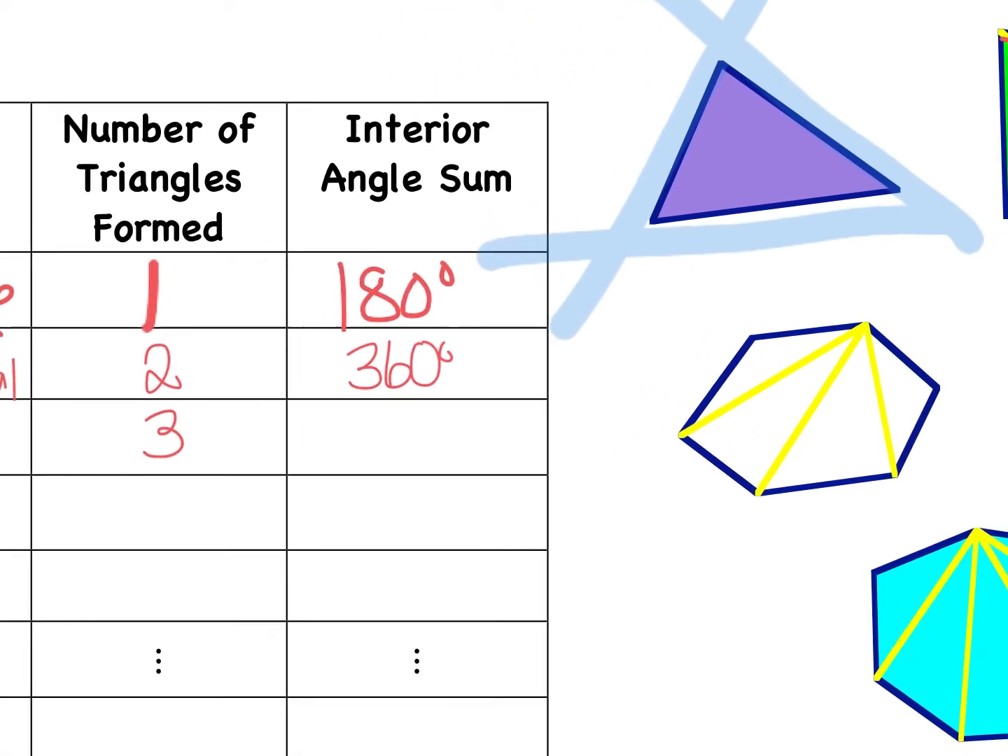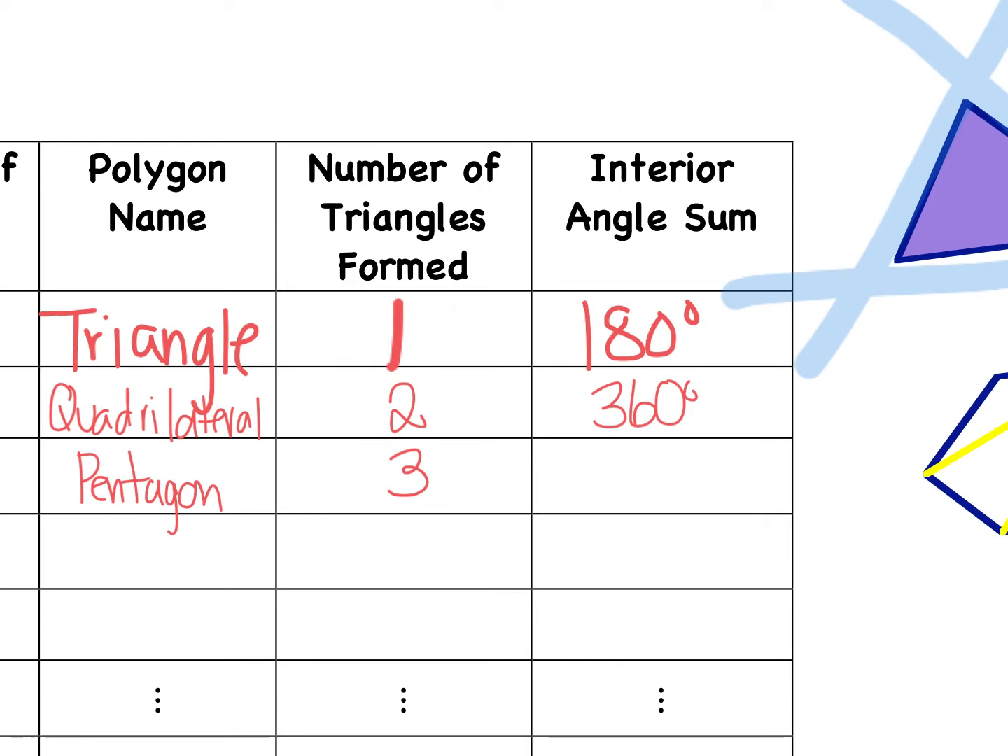So the way that I would find the interior angle, I would do 3 times 180. I'm always multiplying here by 180 because that's how many triangles there are, and the sum of the angles of a pentagon are 540. Here I also multiplied by 180.